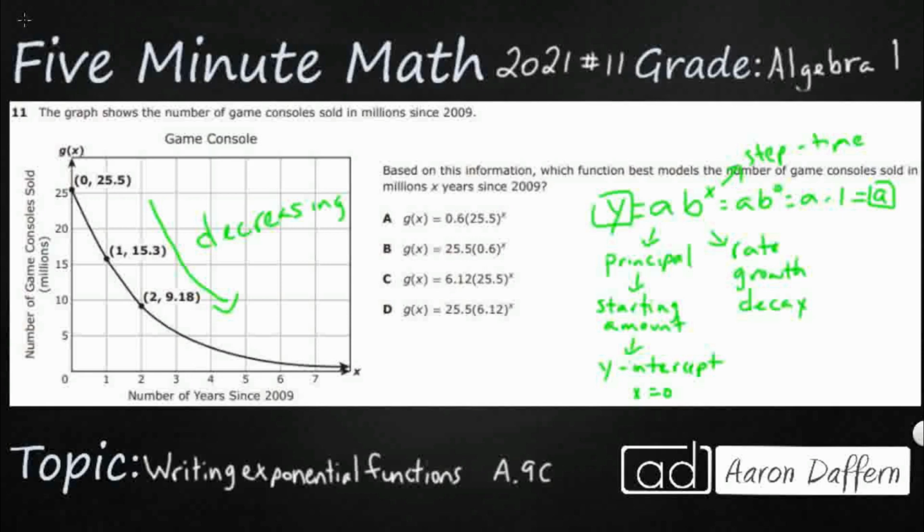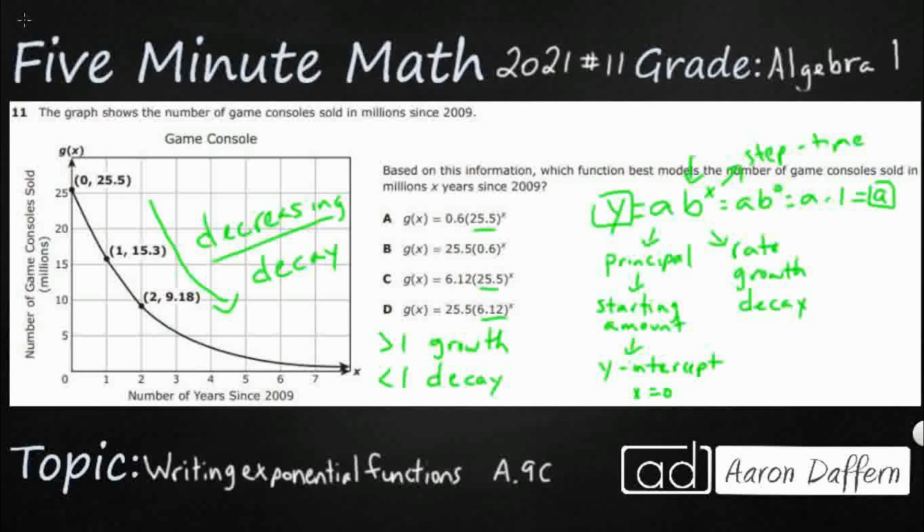All right, so this is decreasing. Now, the fact that it's decreasing is going to influence this b right here. But here's a little trick to remember. If your b is greater than 1, it is going to be a growth rate. If your b is less than 1, it is actually a decay rate. And as we can see, we're getting smaller and smaller. We are decreasing. So that means this is a decay rate, which means my b has to be less than 1.